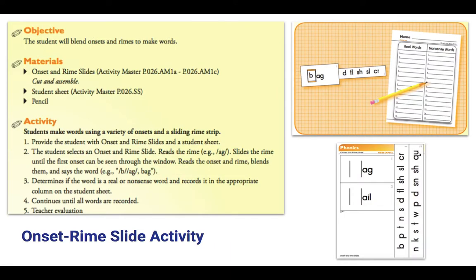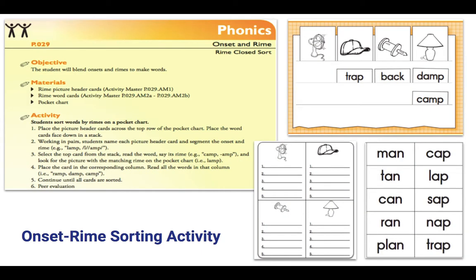Here's just an example of an onset rhyme activity where he would be provided with an onset and some different rhymes that he can slide through to practice creating different words and identifying different words. This is a similar activity, but this is more of a sort where he will be sorting different words into categories based on their onsets or their rhymes.